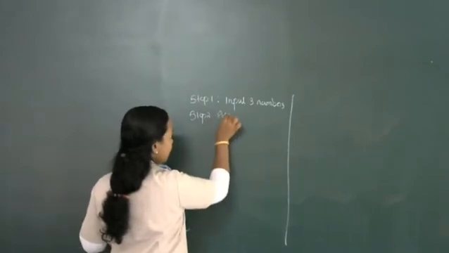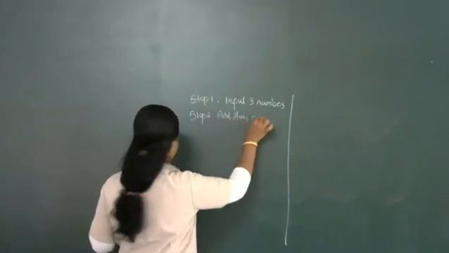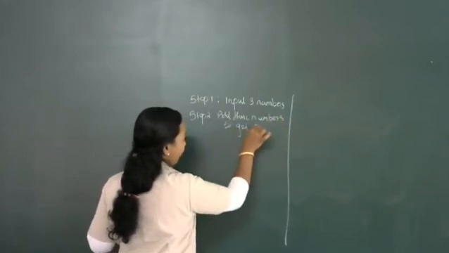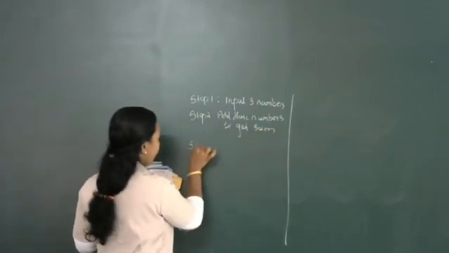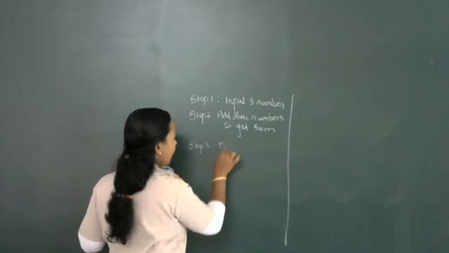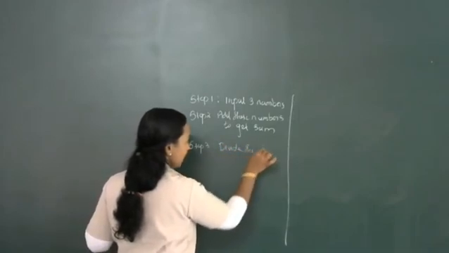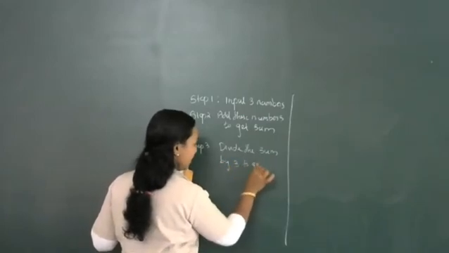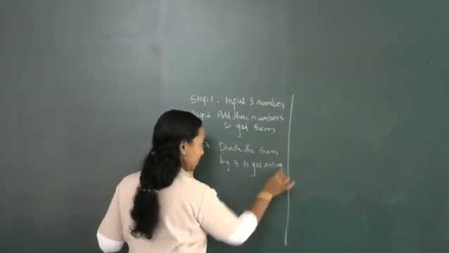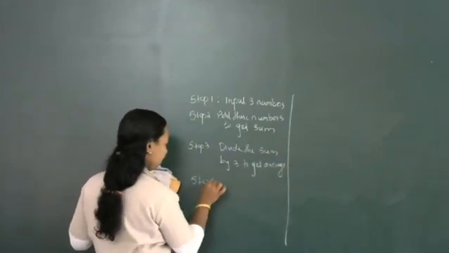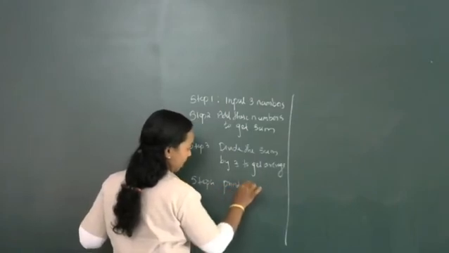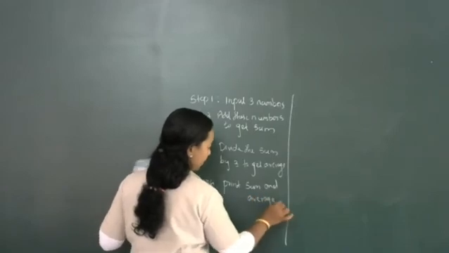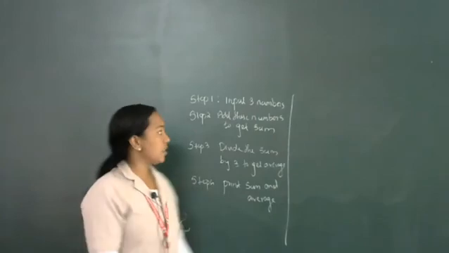Step 2: add these numbers to get the sum. After that, step 3: divide the sum by 3 to get the average. Then step 4: print the sum and average. Okay, so this is the first example.